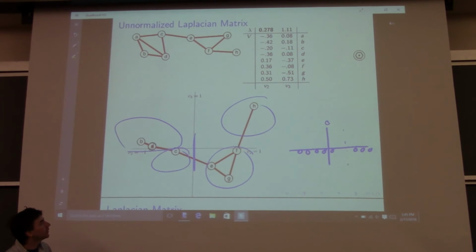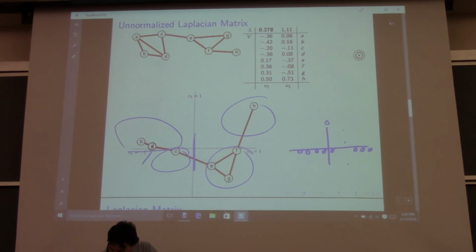Okay, so let's keep looking at this. There are some other cool properties involved here. So what happened with A and D here? Let's look at these guys. A and D are right on top of each other. What's going on? Is this just a weird phenomenon that happened on this data set? Or why would they go right on top of each other?